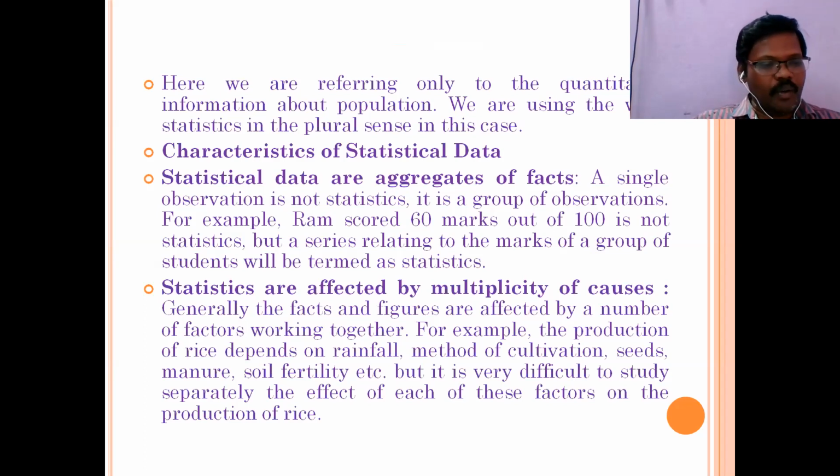And these statistics are affected by multiplicity of causes. Generally, the facts and figures are affected by a number of factors working together. For example, the production of rice depends on rainfall. So statistics are always affected by the multiplicity of causes. Statistics definitely will be affected by other things.